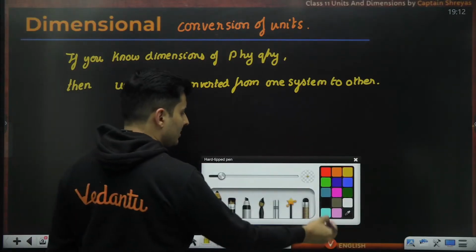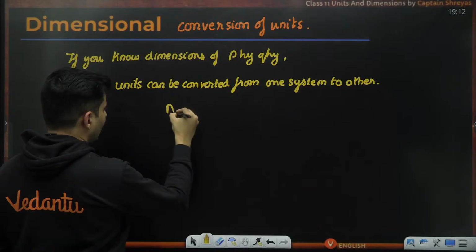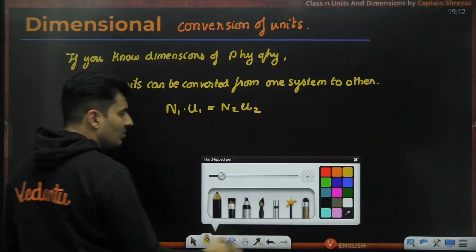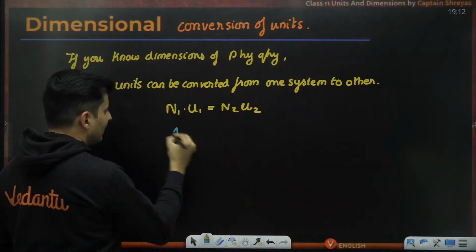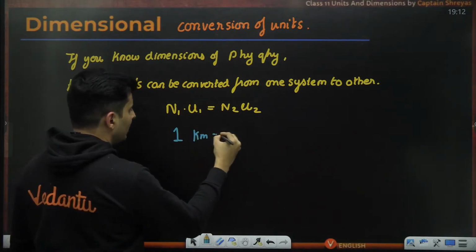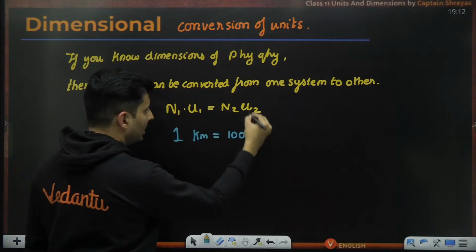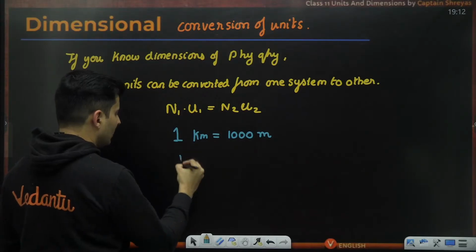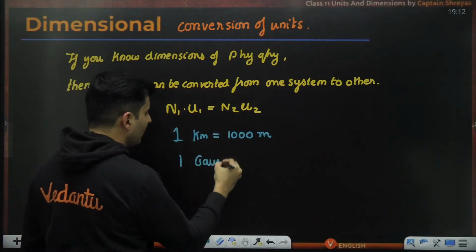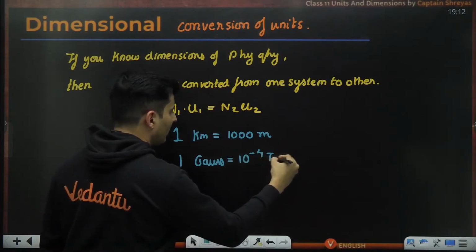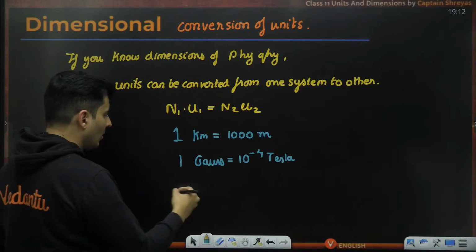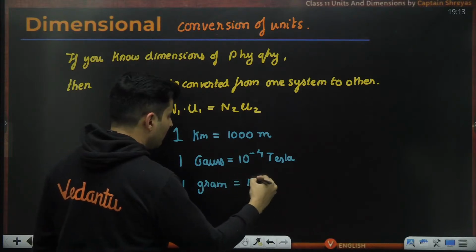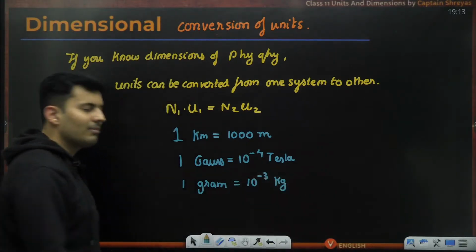Since the quantity remains the same, one can easily say that number into unit will be number into other unit. So for example, 1 with unit kilometer is equal to 1000 with the other unit meter. Or let's say there is a unit called 1 Gauss, which is a magnetic field unit. 1 Gauss is 10 to the power minus 4 Tesla. You will learn that in 12th standard. Or for example, 1 gram is nothing but 10 to the power minus 3 kilogram.